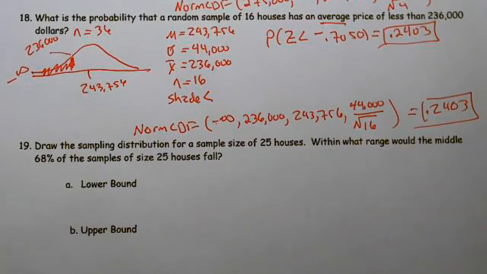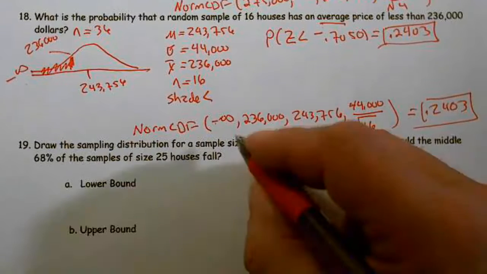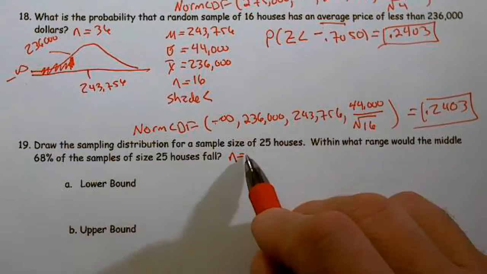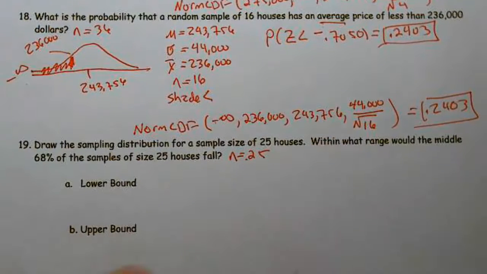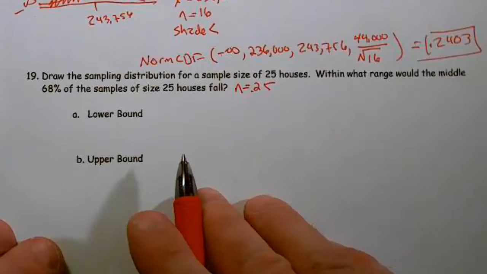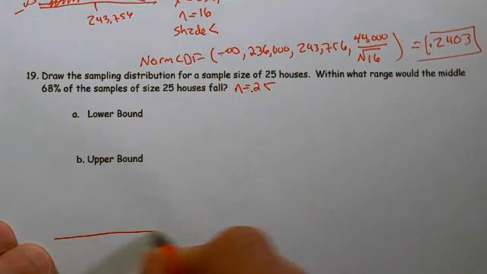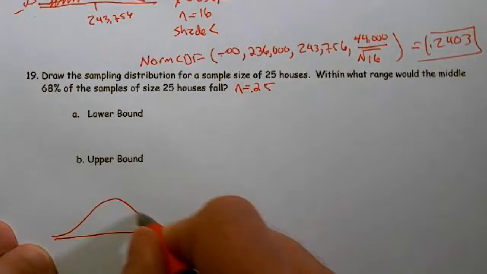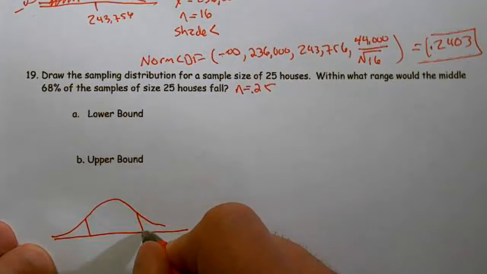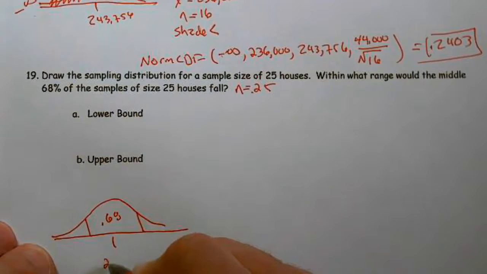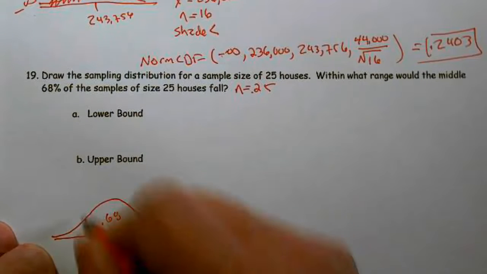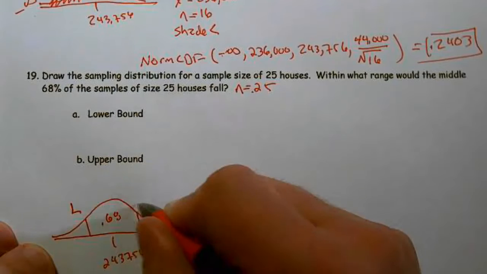Draw the sampling distribution for a sample of 25 houses. Within what range would the middle 68% fall? This is tricky because now we're working with an N of 25. All right. And so I'm going to draw the picture down here a little further down where I have a little more room. So in this case, we have 0.68. We have our mean of 243,756, and we are looking for the lower and the upper.